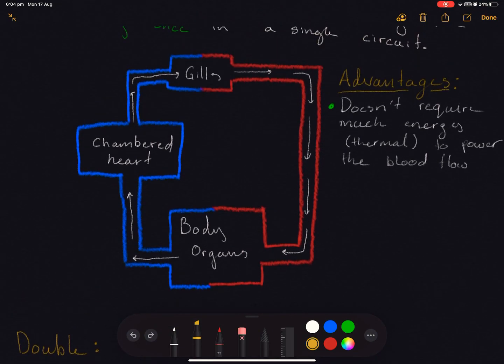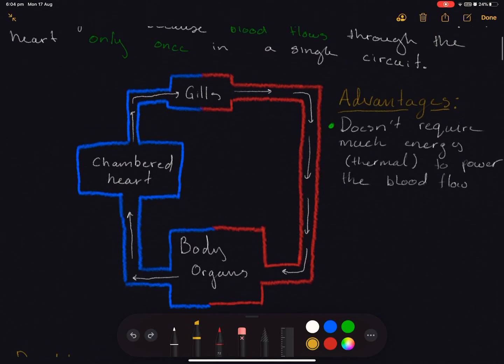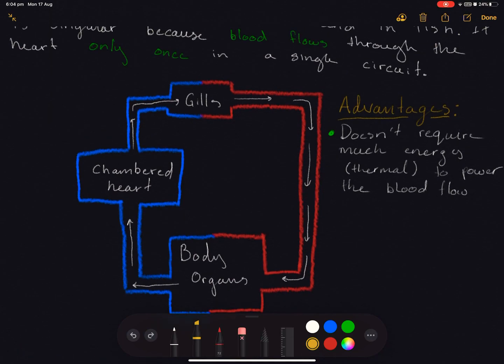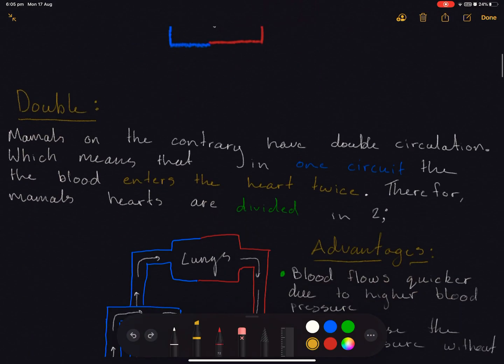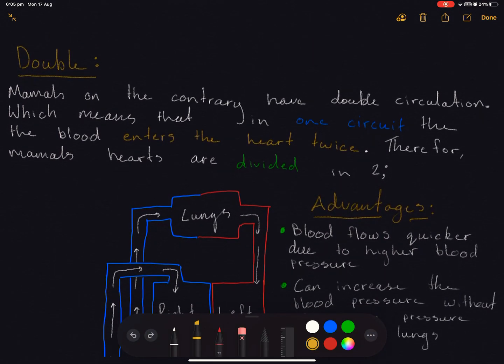However, don't quote me on that. There is one main advantage that this system has over a double, which, hint hint, is what people have. It doesn't require much thermal energy to power the blood. This is particularly good for cold-blooded creatures, because they live in either too hot or very cold climates, and that doesn't concern them. Their blood temperature will stay the same.